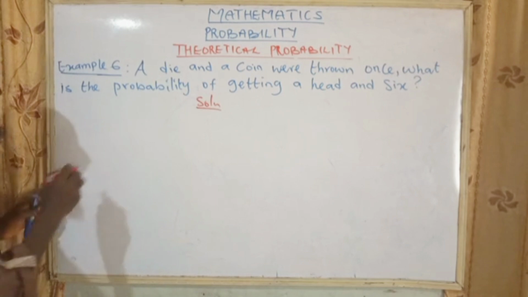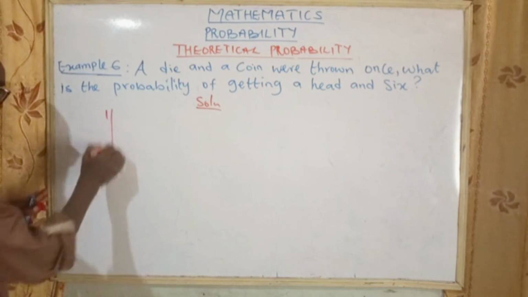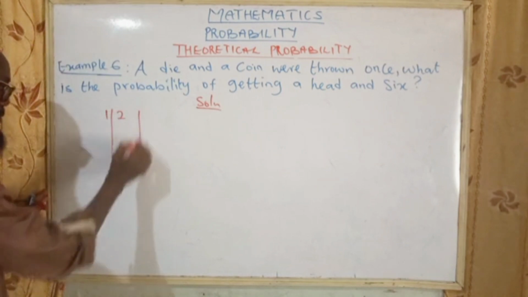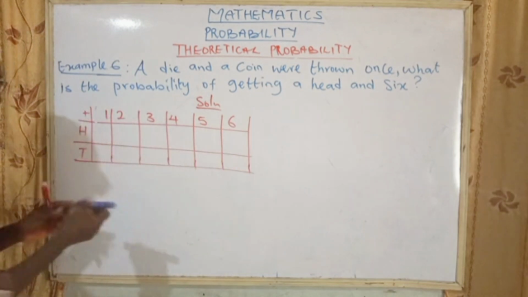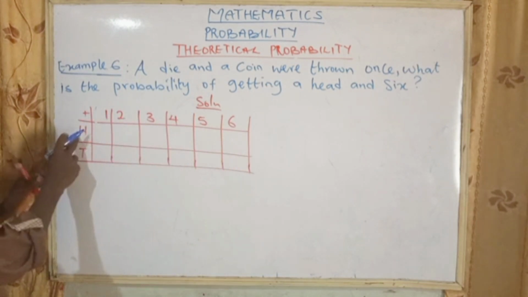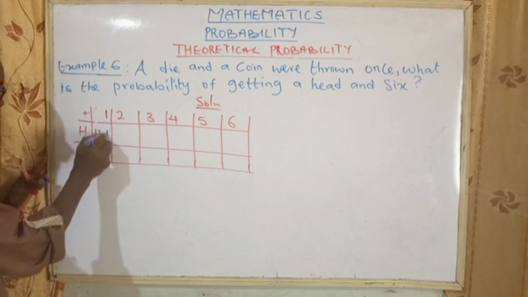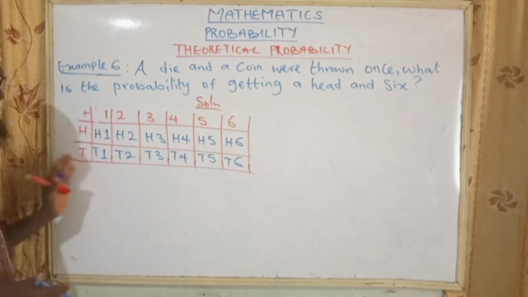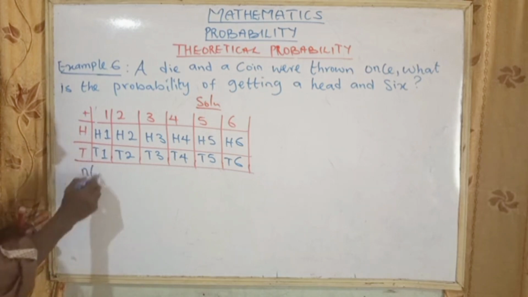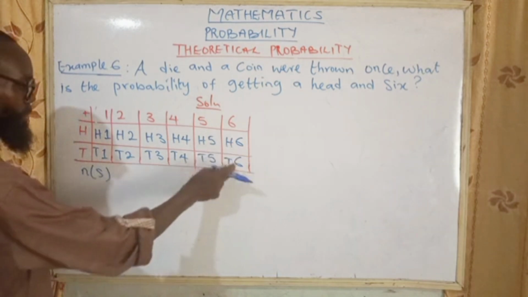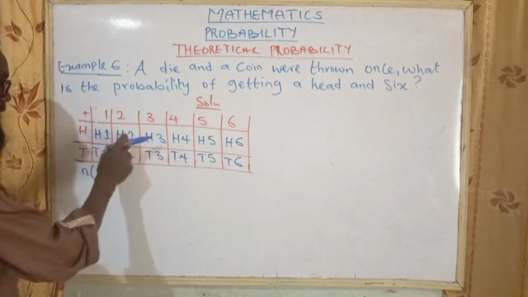So we have for the die, this is for the die and this is for the coin. So when you populate this, these are what we have. How many numbers do we have in our sample space? We have 1, 2, 3, 4, 5, 6, 7, 8, 9, 10, 11, 12.